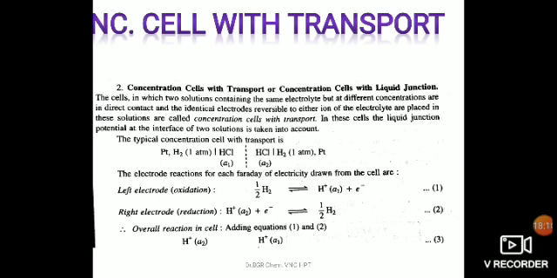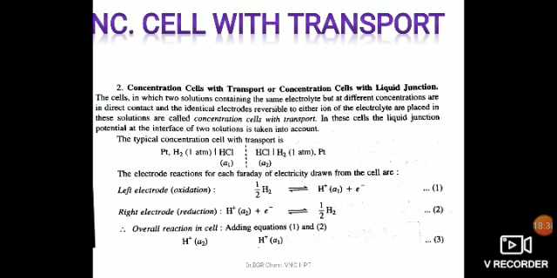The electrode reactions for each Faraday of electricity drawn from the cell we can write as follows. At the left electrode, oxidation takes place. Therefore, the reaction can be written as half H2 giving rise to H plus of activity A1 plus electron. Call that equation 1. Like that, at the right electrode, reduction takes place. H plus of activity A2 receives that electron giving rise to half H2. Call that equation 2.